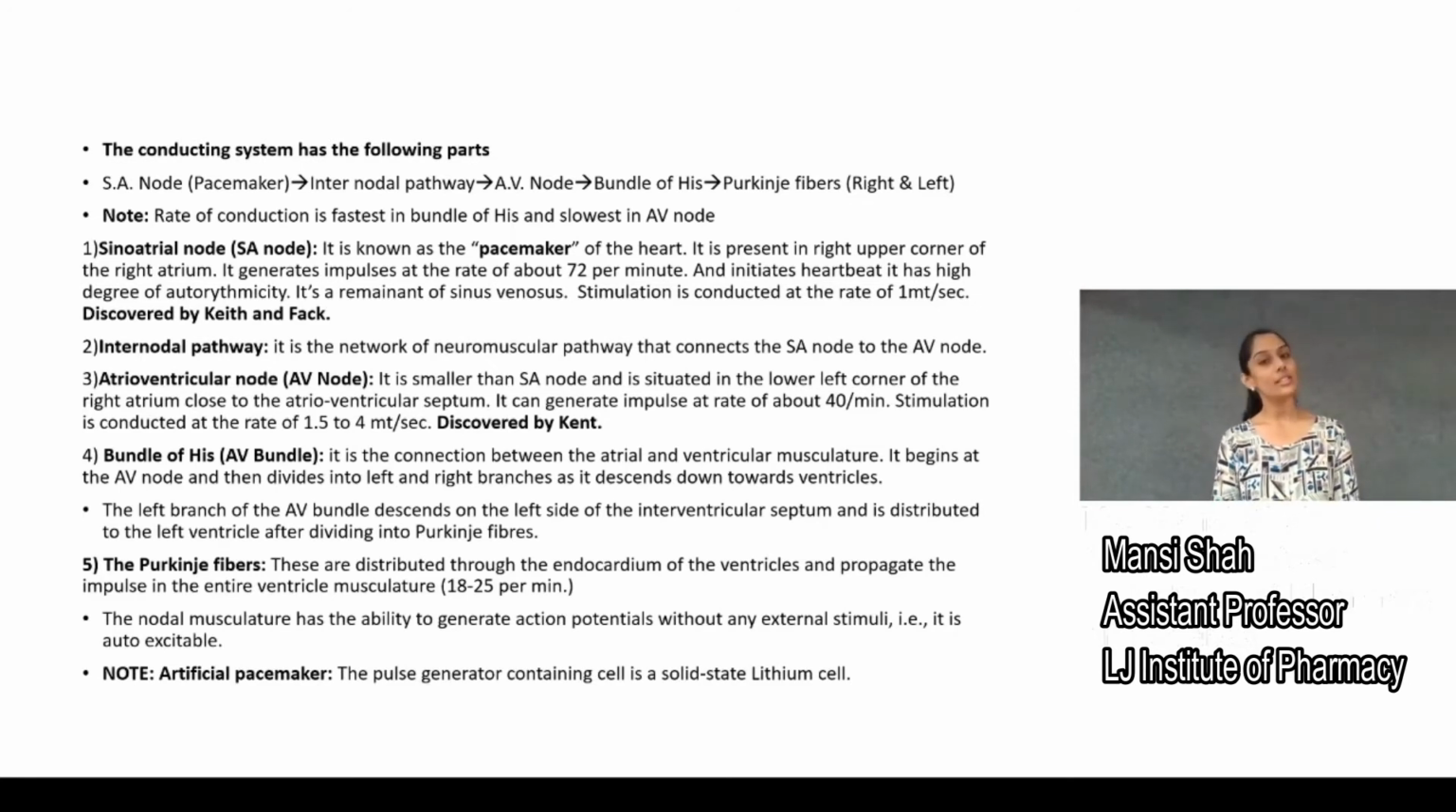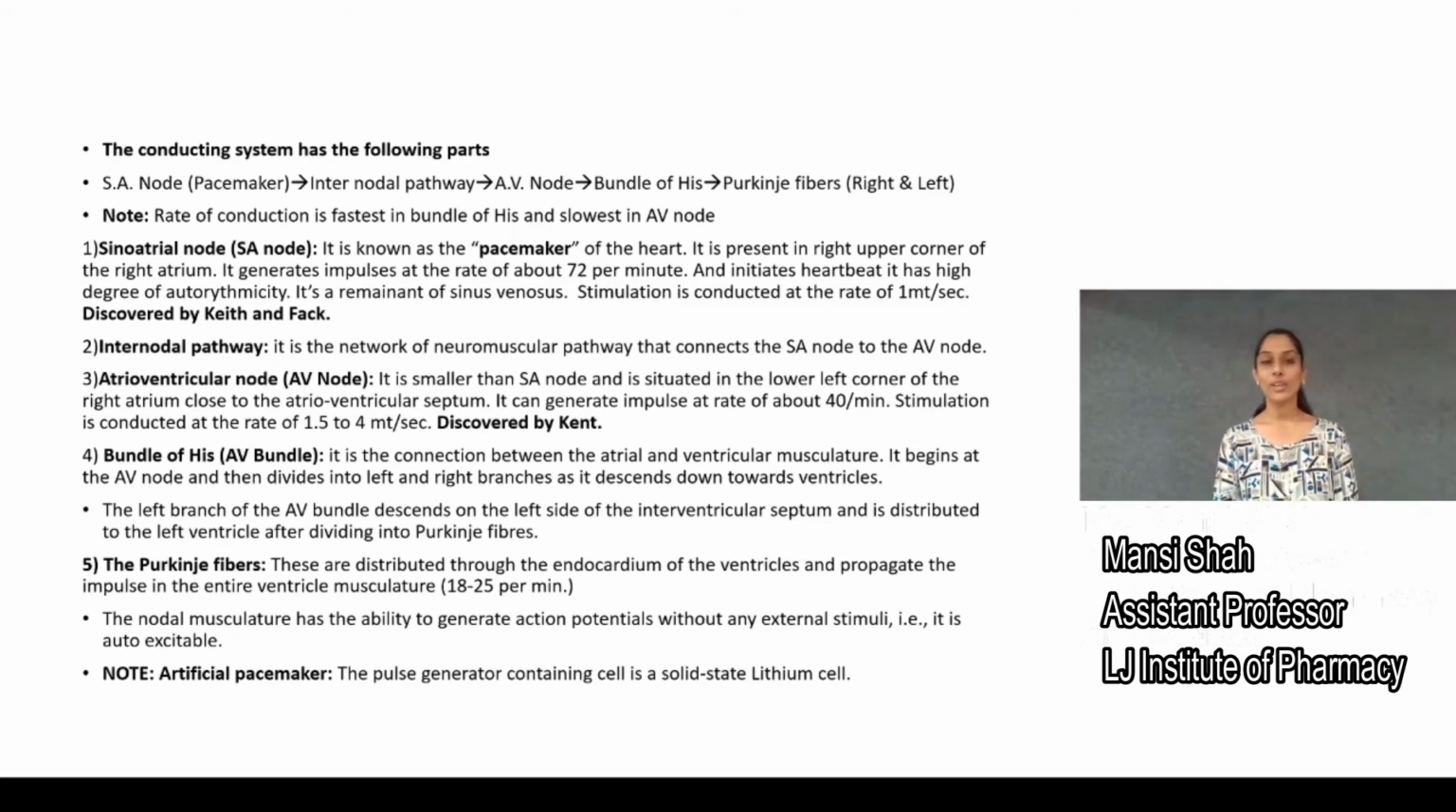Next is the internodal pathway. It is a network of neuromuscular pathway that connects the SA node and the AV node. Then the AV node, the atrioventricular node. It is smaller than the SA node and is situated in the lower left corner of the right atrium, closer to the atrioventricular septum. It can generate impulses at the rate of about 40 per minute. Stimulation is conducted at the rate of 1.5 to 4 meters per second. It was discovered by Kent.